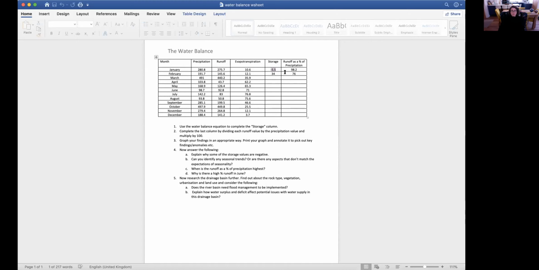After that, so you complete that column, then you have your runoff as a percentage of precipitation. This tells you a lot about a drainage basin. As I said before, if there's lots of runoff, that could be caused by lots of deforestation. And if there's lots of runoff, that is going to reduce the river's capacity to cope with the amount of water in the drainage basin.